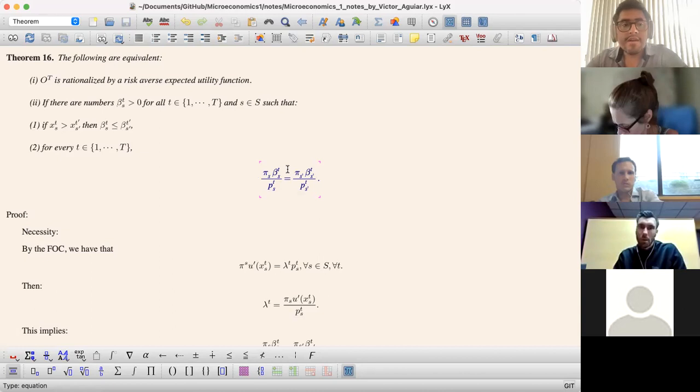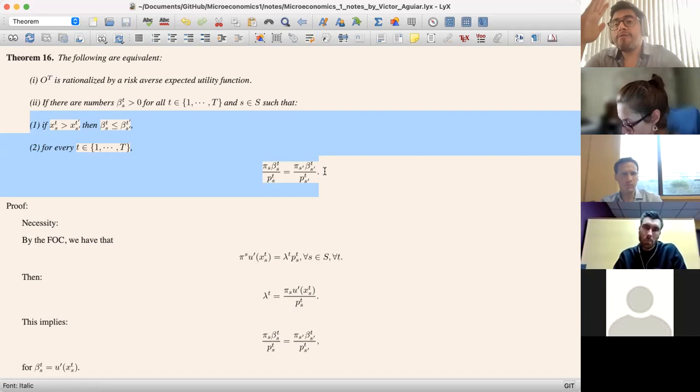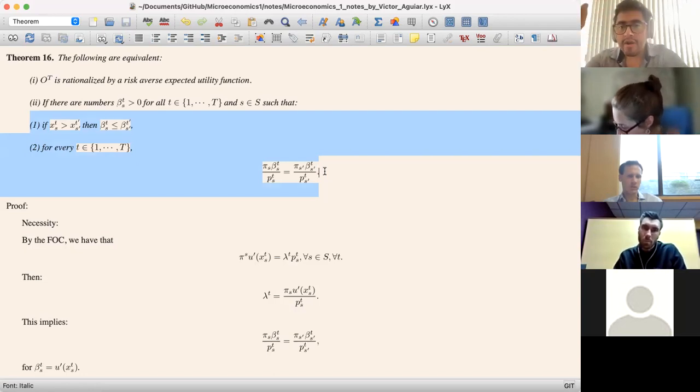So everyone with me? This test is essentially a test you can do in a computer. You're looking for numbers beta that satisfy this set of equalities and inequalities. And if you find such betas, then you know for sure that the numbers you're getting come from an expected utility guy with a concave Bernoulli, okay? A risk averse guy. That's it, that's the test.